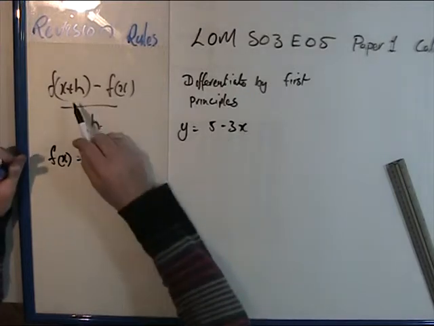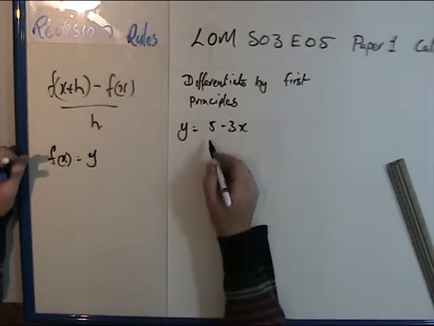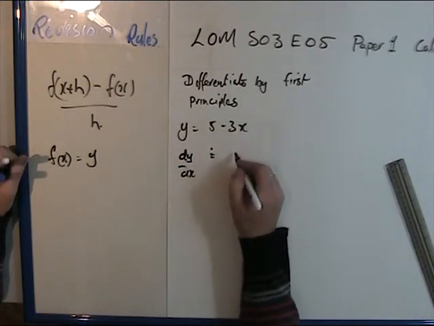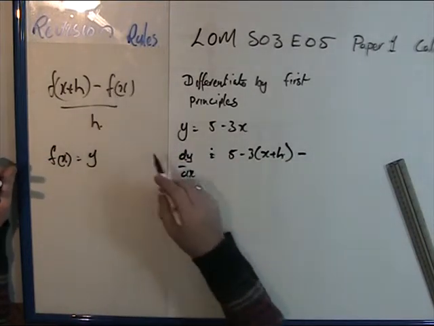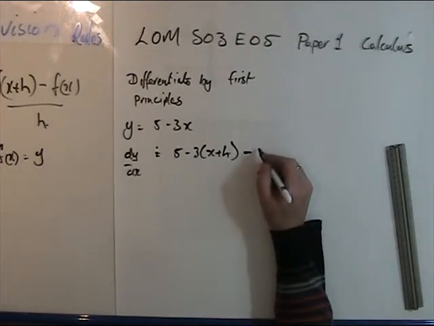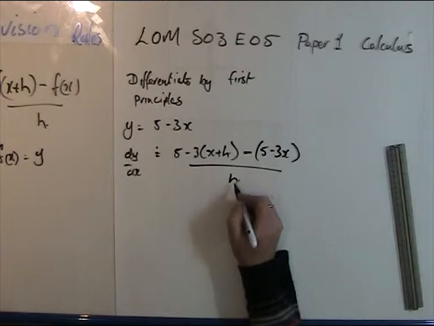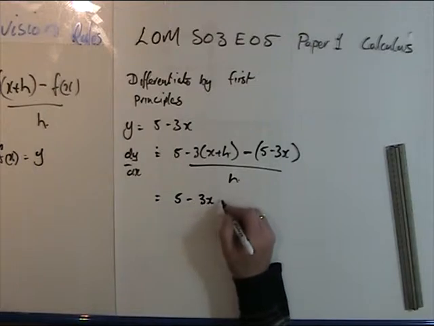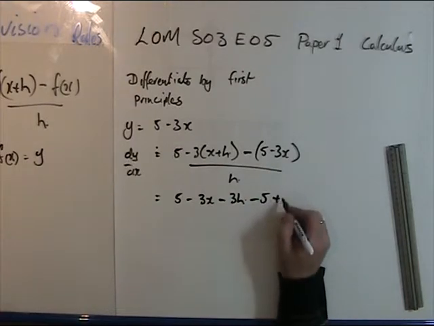Now everywhere you see x, you put in x plus h. So you follow this rule, f of x plus h, so every time you see x, dy dx is equal to 5 minus 3 times x plus h, minus f of x. So it's minus 5 minus 3x, all over h. Multiply them out. So you've got 5 minus 3x minus 3h, minus everything inside that bracket. Minus by minus is a plus.